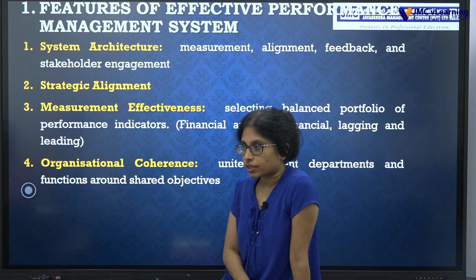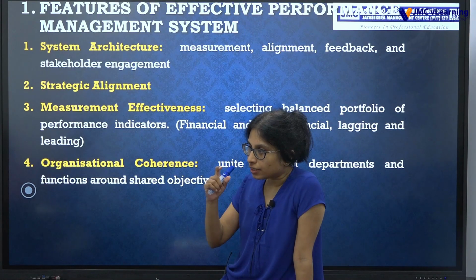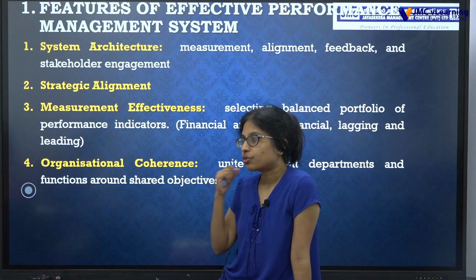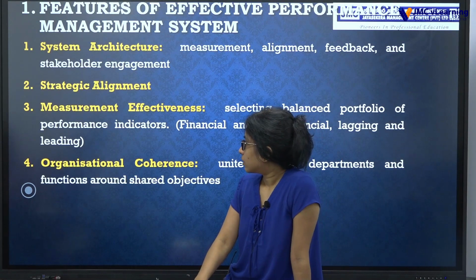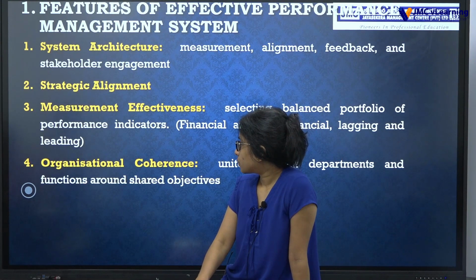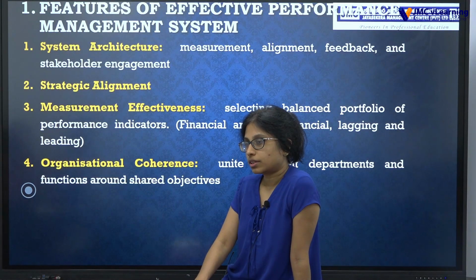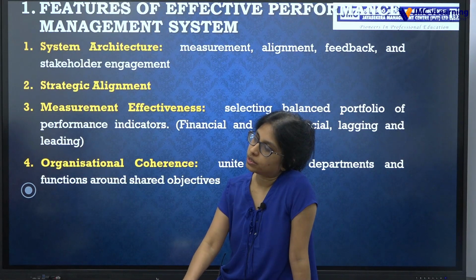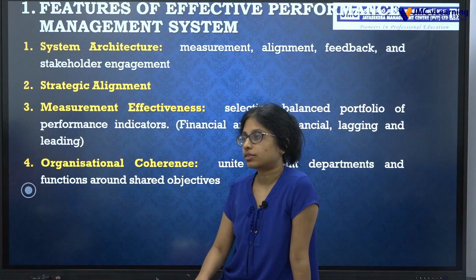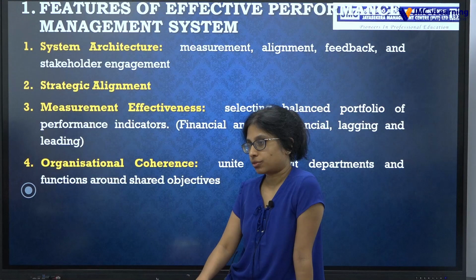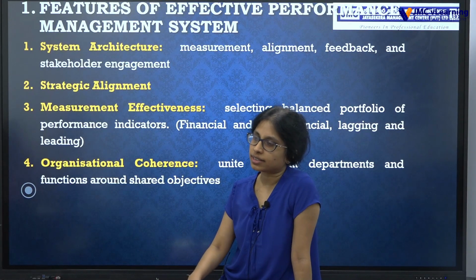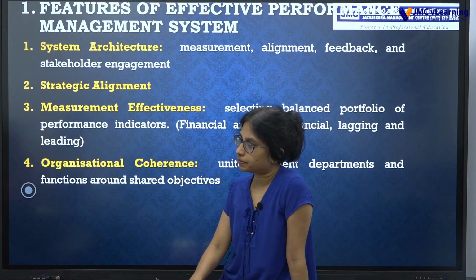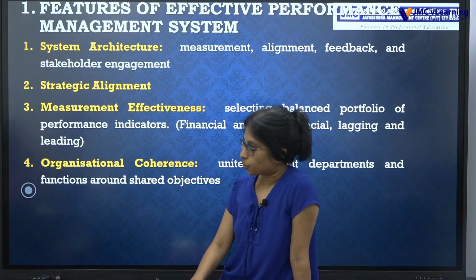Third one, measurement effectiveness. You have to balance between the non-financial and financial KPIs or targets. That is measurement effectiveness. Then organizational coherence. Everyone should work together towards a common goal. Otherwise, team effort. Different departments can't unnecessarily compete with each other. So those are the features.